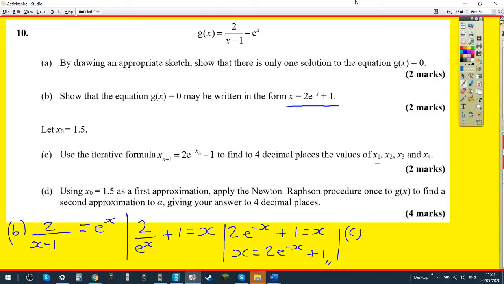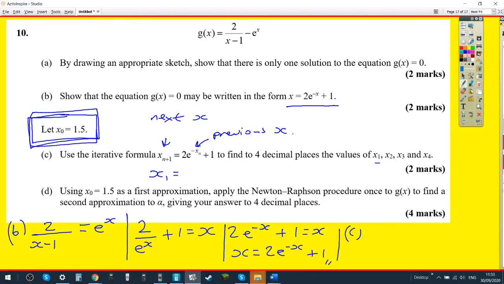2e... Oh, I'm getting confused, sorry. Yeah, just 2e to the power of minus 1 plus 1. Not minus 1. So that's just 2e to the 1 plus 1. No. X1, the way this works is this is like next x. This xn is previous x. So that'd be 0. It would be x0. What is x0? It would be e to the 0. Oh no, they gave me the answer.